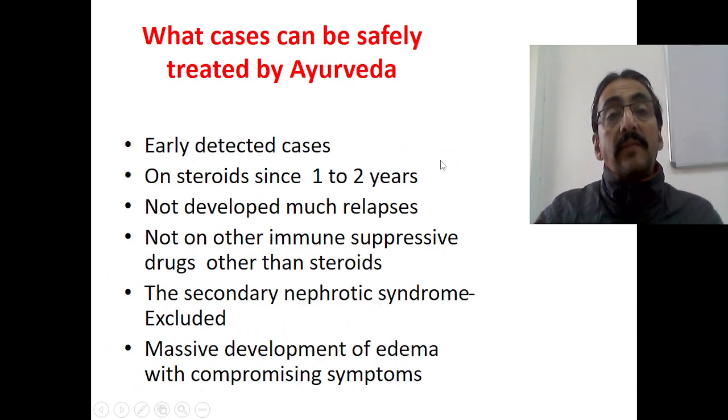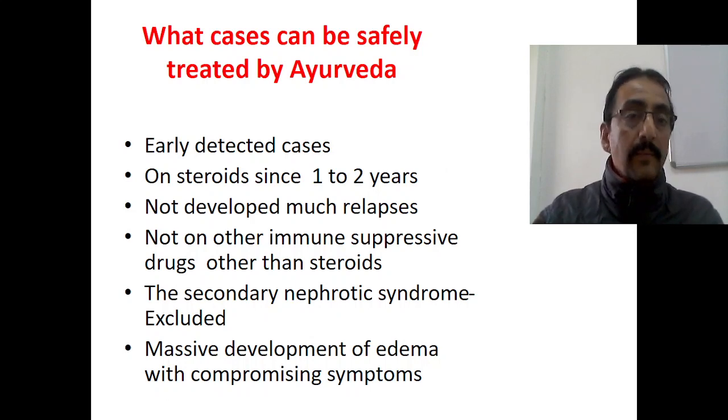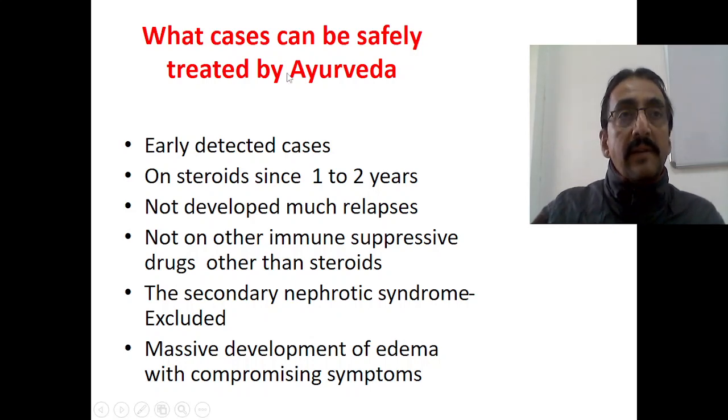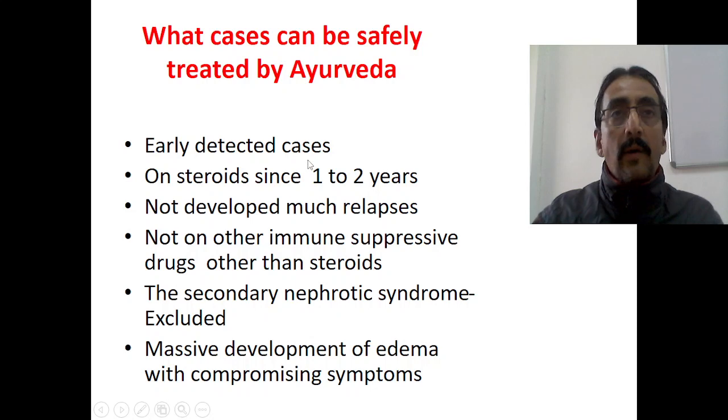Similarly, what cases can be safely treated by Ayurveda? This is very important. The early detected cases can be very safely treated in Ayurveda. If the patient is taking steroids on and off for 1 or 2 years, yes, these cases can also be treated. The patient who has not developed much relapses, yes, they can also be taken. The patient is not taking any other immunosuppressive drugs other than steroids. Okay, limited or moderate dose of steroid, with no other immunosuppressive drugs like anti-malignant drugs, chemotherapy drugs. So that can be treated well.